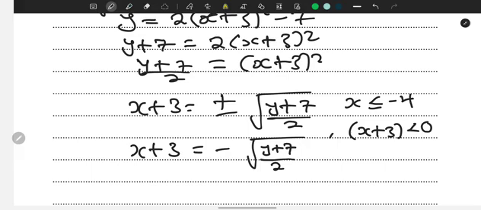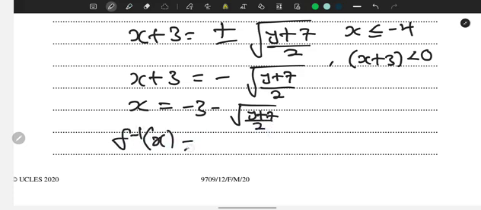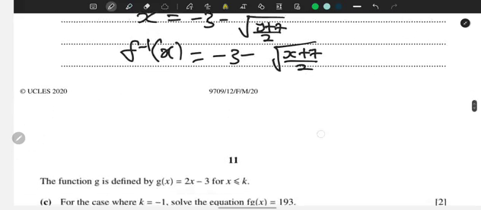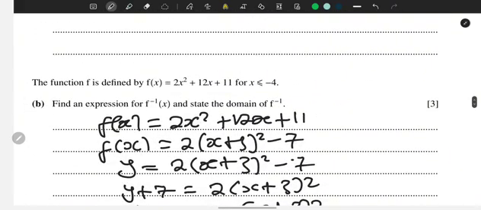Now from here you make x the subject, so you have minus 3 minus the root of (y plus 7) over 2, which is f inverse of x equals minus 3 minus the root of (x plus 7) over 2. So that is for the f inverse. This is just like a 2-in-1 question. We've gotten the expression for f inverse. Now we need to state the domain of f inverse.